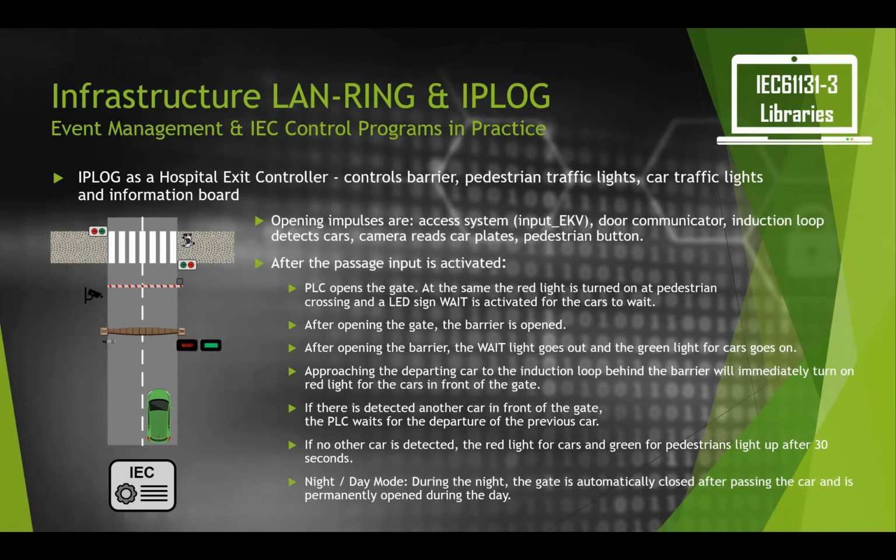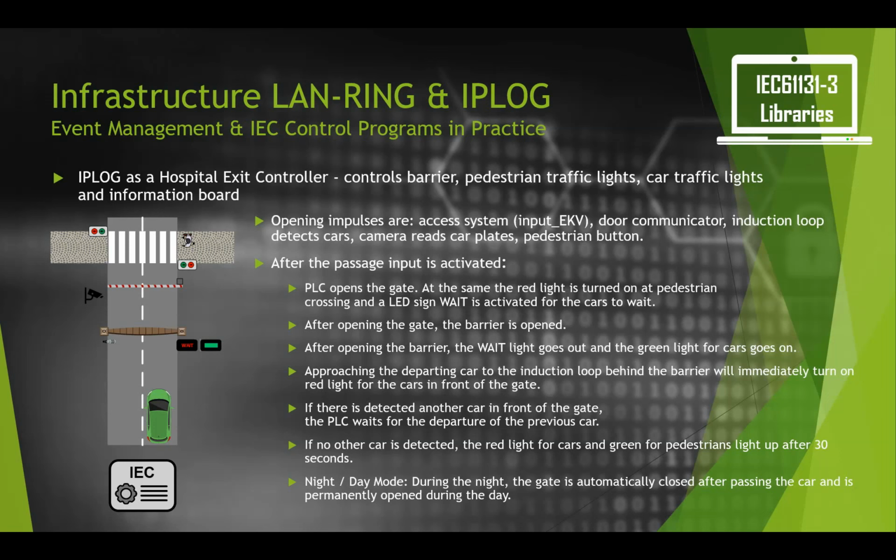iPlog can also control the entrance to the building, in this case to the hospital. It receives the instruction to open from the access system, the induction loop detecting the car, the camera reading the car tags, or from the button. After the passage is allowed, the iPlog opens the gate, turns on the red light at the pedestrian crossing and activates the wait LED sign for cars to wait until the barrier is raised. When the barrier is raised, the wait light goes out and the green for cars lights up.